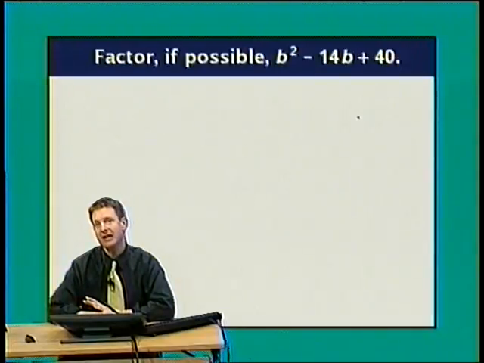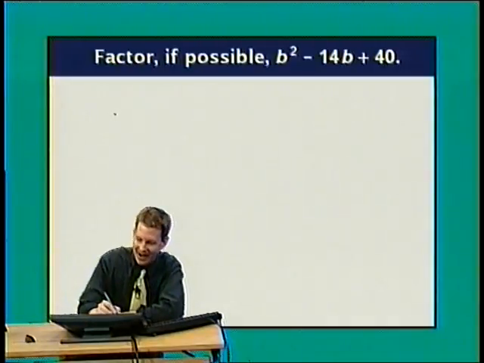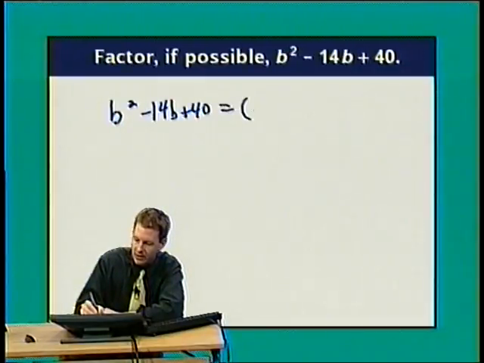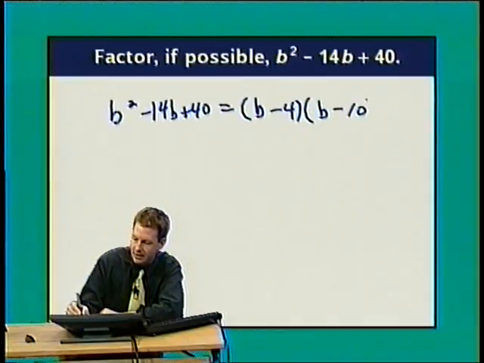Well, I'm just going to think about what numbers multiply to 40. How about 4 and 10? They multiply to 40, and guess what? Negative 4 plus negative 10 is negative 14. Voila! I have my factorization. b squared minus 14b plus 40 must factor into b minus 4 times b minus 10.